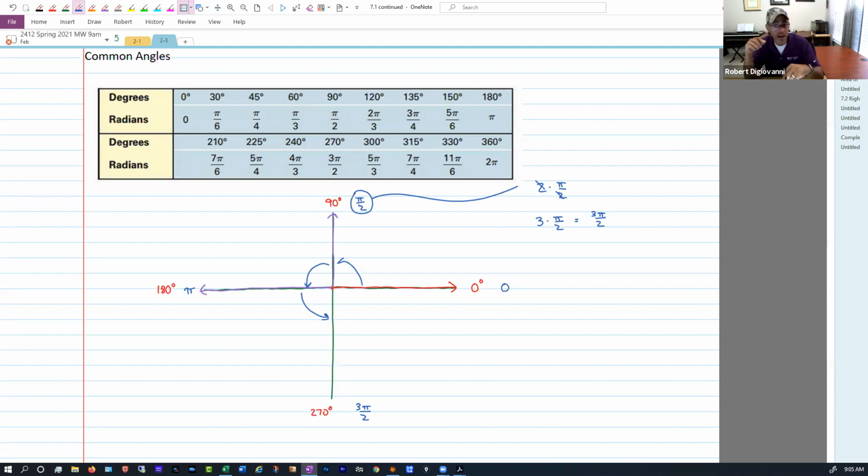Now I'm going to do the fourth one. I'm going to do four 90s. 4 times 90 brings me all the way back around. This would be 360 degrees. But in radians, I would now have done four of these jumps by pi over 2, so 4 times pi over 2. The 4 and the 2 reduce, and I would just get 2 pi. So this would be 2 pi radians. Does that make sense?